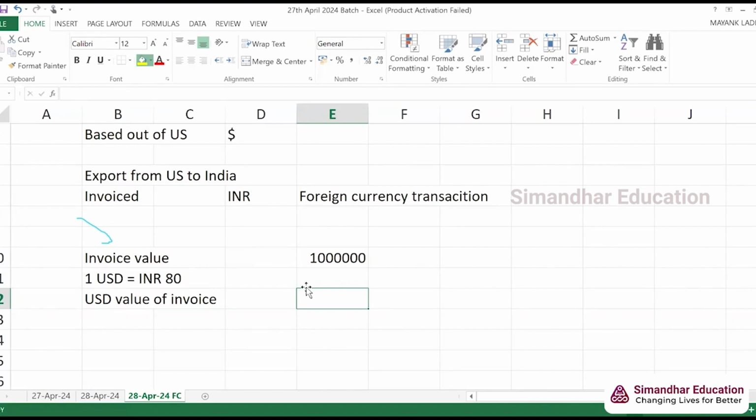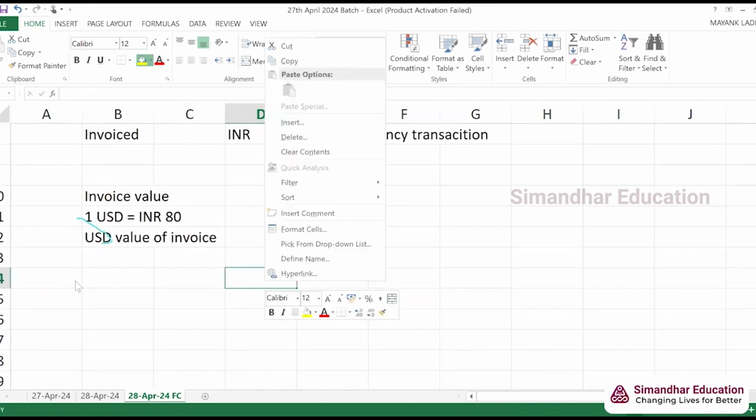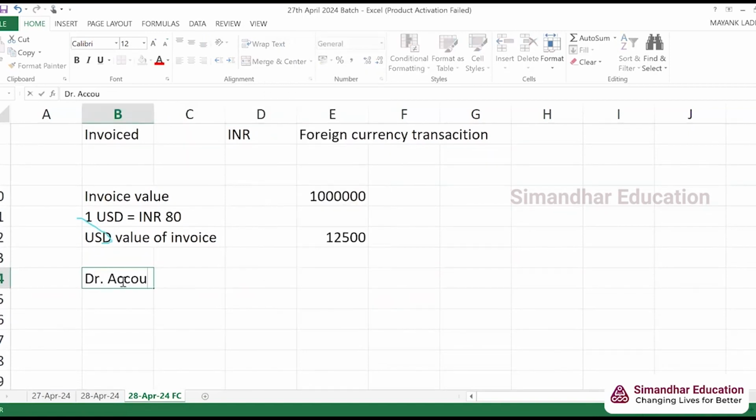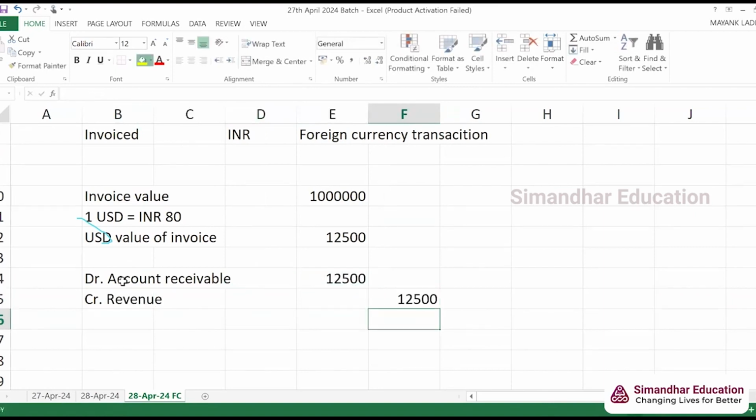12,500. 1 divided by 80. 12,500. So they will record this transaction in their books as debit account receivable, credit revenue, 12,500. This is how we account for foreign currency transaction.